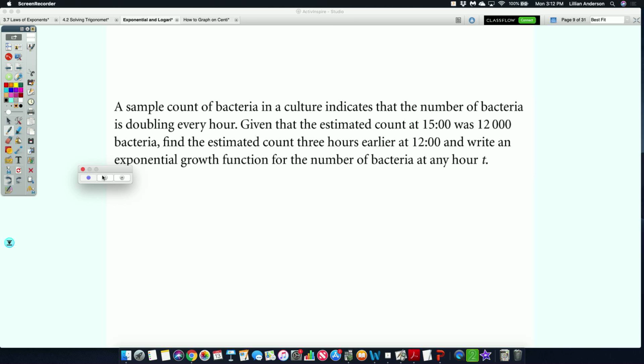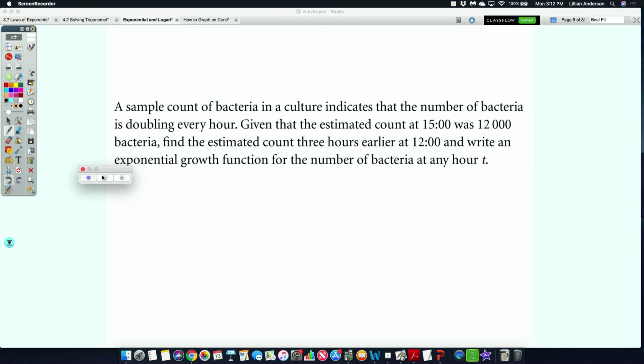It says a sample count of bacteria in a culture indicates that the number of bacteria is doubling every hour. Given that the estimated count at 1500 was 12,000 bacteria, find the estimated count 3 hours earlier at noon, and write an exponential growth function for the number of bacteria at any hour t.